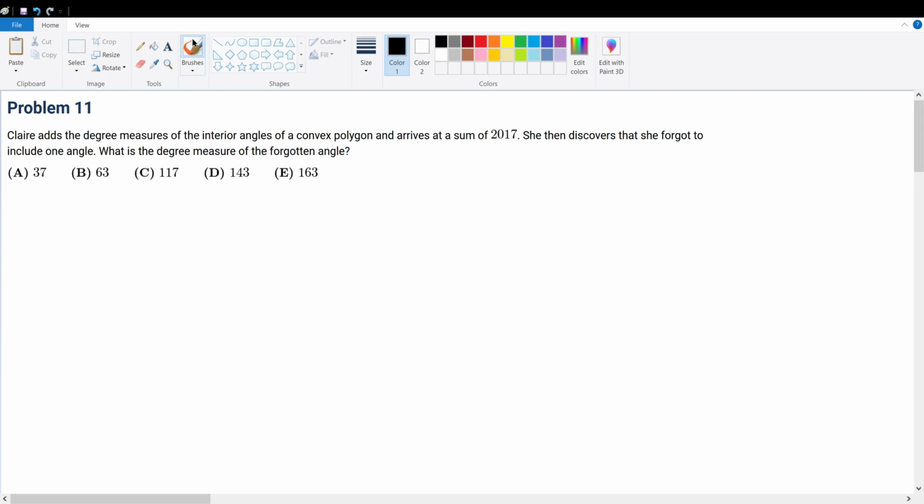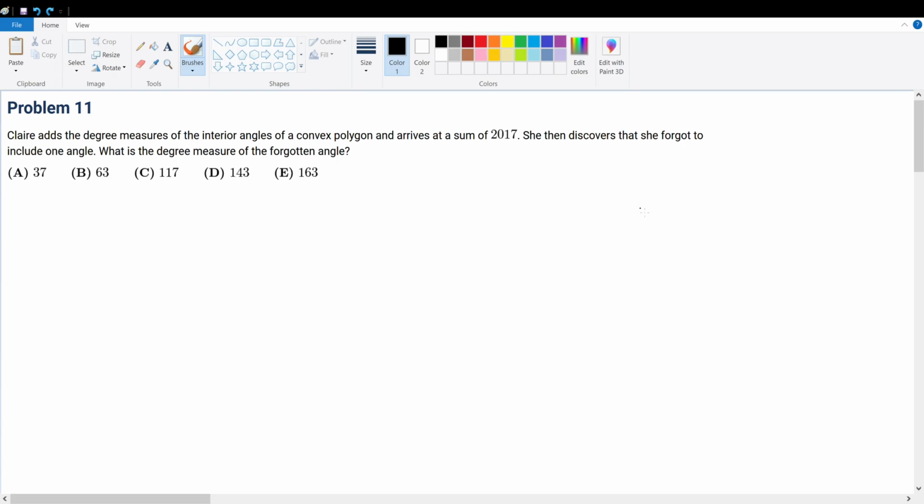Problem 11. Claire adds the degree measures of the interior angles of a convex polygon, so it's like pointing outwards like this. It's not going to be like that. That's a concave. And arrives at a sum of 2017, and she discovers that she forgot to include one angle. What is the degree measure of the forgotten angle?